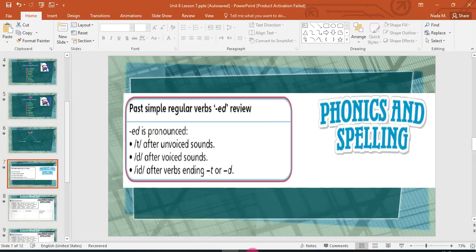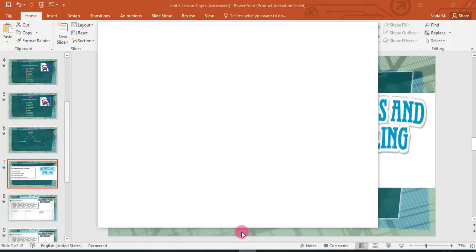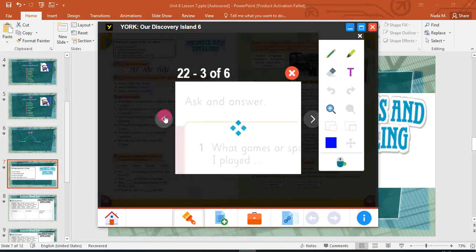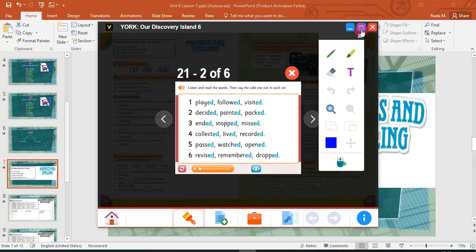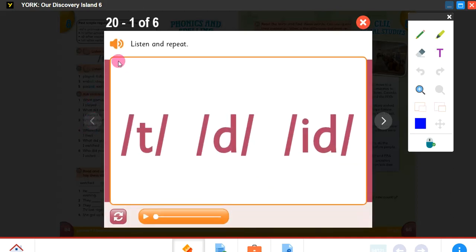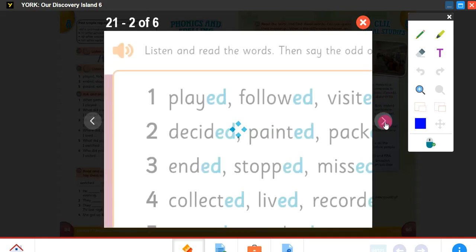In your Pupils Book, page 94, listen and repeat. I want you to listen to the three different sounds of the ED: T, D, id. So we have T, D, and id, three different sounds that we have for the ED.